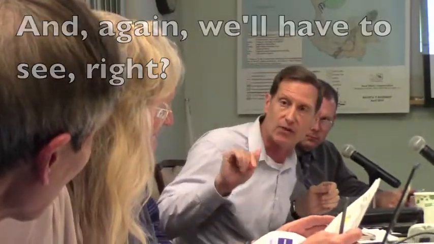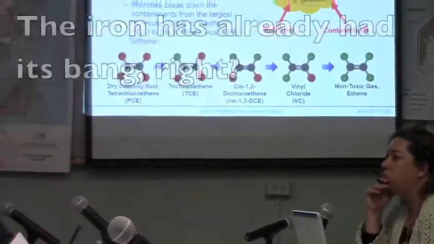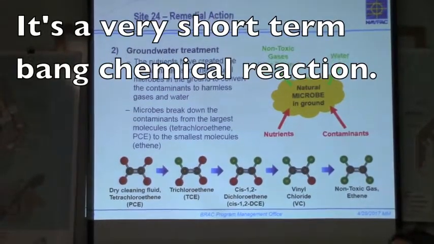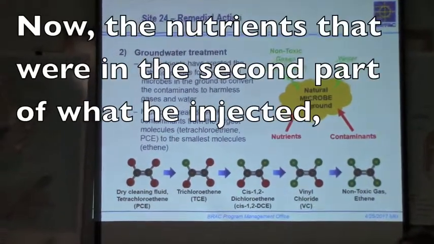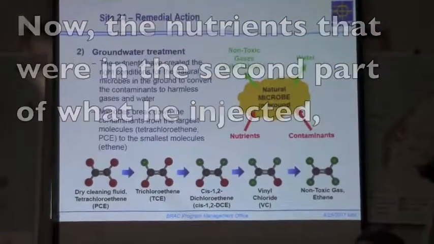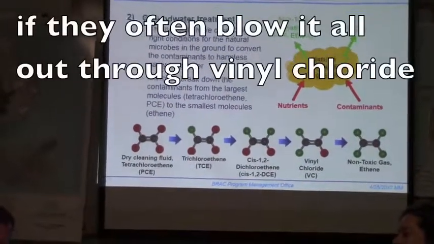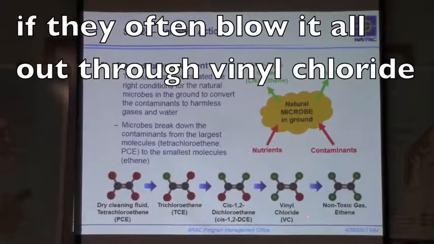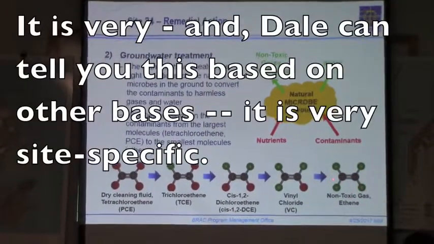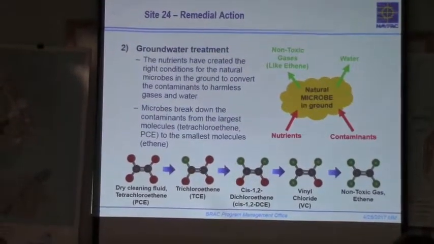And again, we'll have to see what happens, because now that the nutrients are taking effect, the iron has already had its bang, right? It's a very short-term chemical reaction. Now that you have the nutrients that were in the second part of what he injected, we're going to have to see what the bacteria do with that. They often blow it all out through vinyl chloride and over time get down to the non-toxic gases. It is very site-specific, and Dale can tell you this having been on other bases. Yeah. Okay. No, we've been lucky.